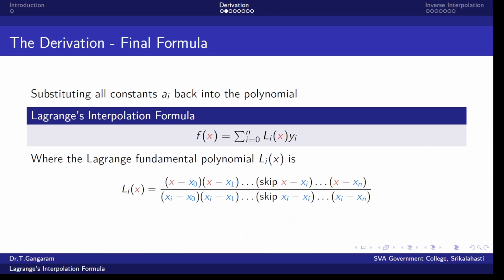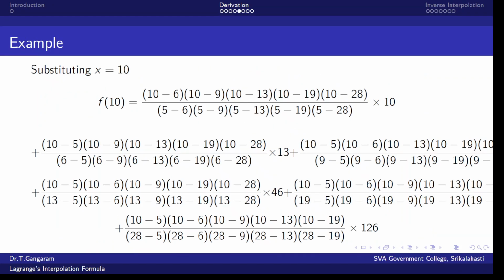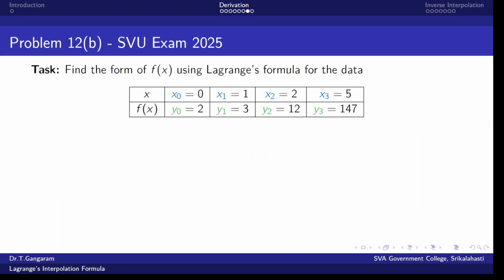Substitute the values. The x values are 5, 6, 9, 13, 19, 28 and the corresponding y values. We get this term. On simplification, f of 10 is equal to 25.457. So when x is equal to 10, the value of y is approximately 25.457.